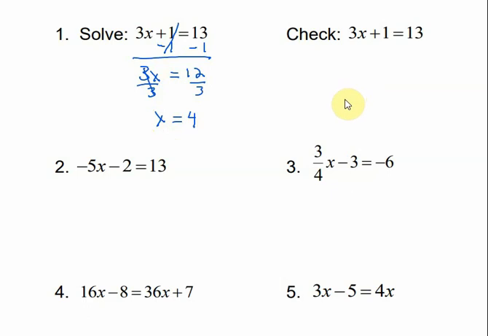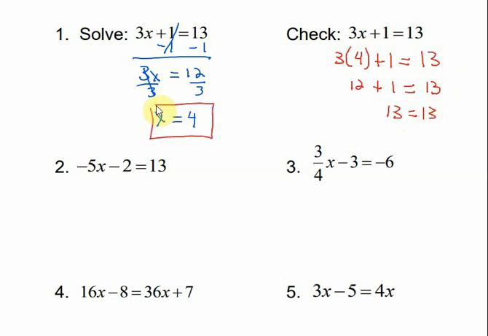And then remember, the way that we check an equation is we plug it back into the original equation. So this is saying that x is 4, so we're going to plug 4 in where the x is and solve it to check. 3 times 4 is 12, and 12 plus 1 is 13. So that means that our answer is correct.